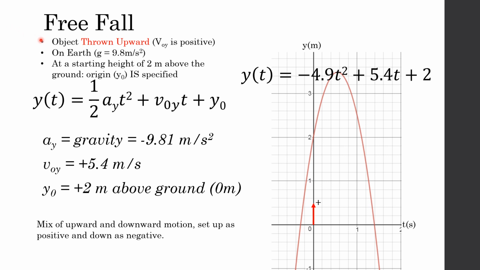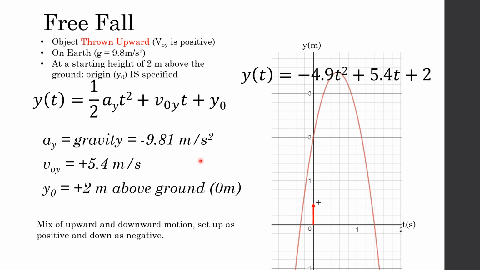So we have an object that's thrown upward, it takes place on Earth, and it starts at a height of 2 meters above the ground. That means we're going to have all three terms in our position equation: 1/2 a_y t squared plus v_0y t plus y_0. Now, once again, this is taking place on the planet Earth, so gravity is going to be 9.81 meters per second squared.